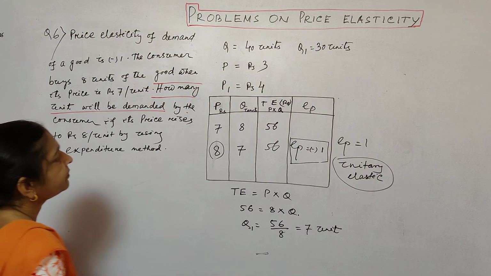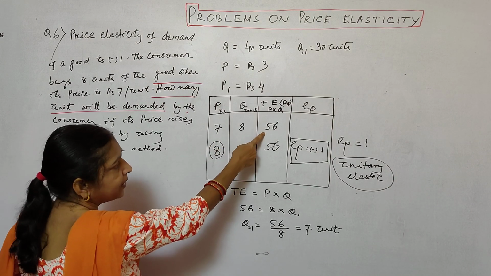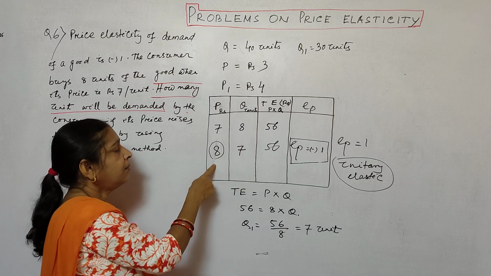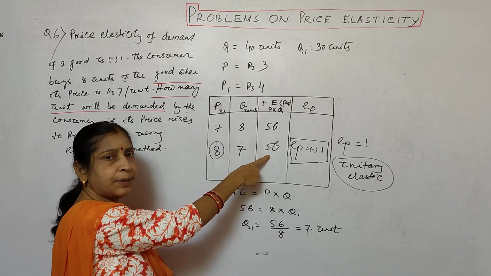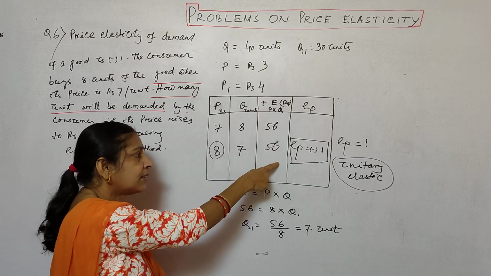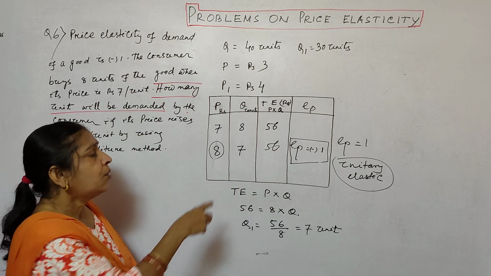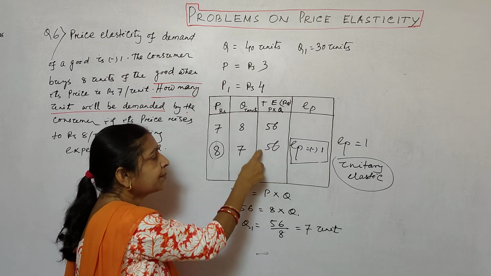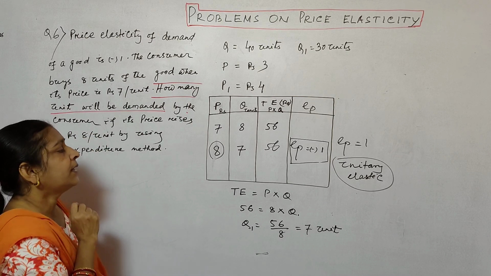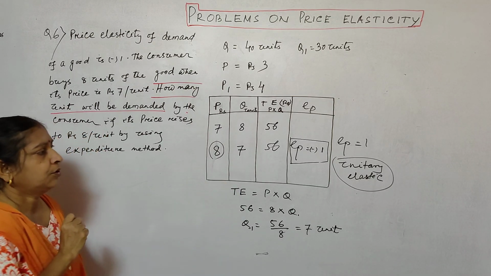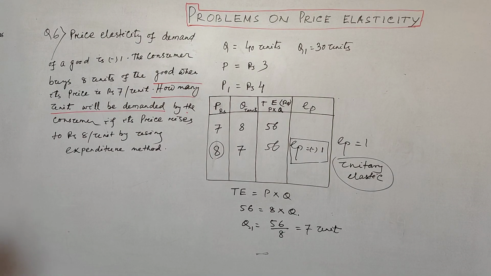So you see here, initial price 7, initial quantity 8, total expenditure is 56. Now final price is 8, final quantity is 7, total expenditure is 56. As they have given the value of EP, we have to keep the two expenditures the same, that means constant. With this tricky information, we can find the value of Q. So this is the solution of the above problem.